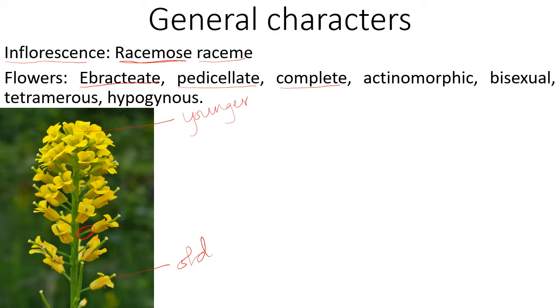Complete, as it includes calyx, corolla, androecium as well as gynoecium. Actinomorphic means it has symmetry from all different possible planes. It is bisexual as androecium and gynoecium both are present in the same flower. It is tetramerous as it shows symmetry in four planes, or you can say the floral whorls are in multiples of 4, and hypogynous condition means ovary is superior.